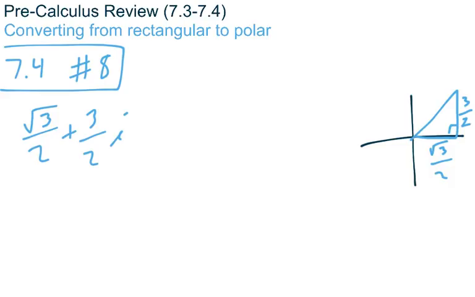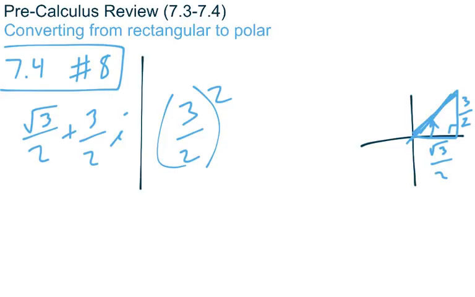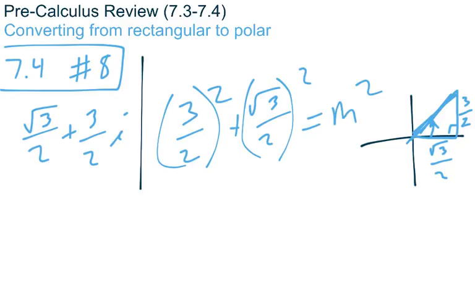So we can use the Pythagorean theorem to find out the modulus, and then of course use the inverse tangent to find the argument. So let's go ahead and square these. This is just the Pythagorean theorem. 3/2 squared plus square root of 3 over 2 squared. And of course that will equal the modulus squared. I'm just going to label that M for right now. A lot of times we label it R.